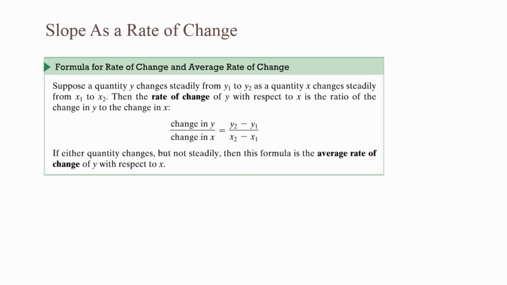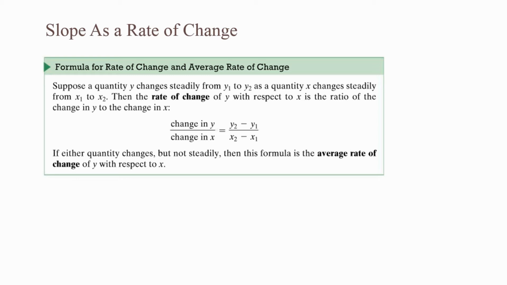Formula for rate of change and average rate of change. Suppose a quantity y changes steadily from y1 to y2 as a quantity x changes steadily from x1 to x2. Then the rate of change of y with respect to x is the ratio of the change in y to the change in x, which results in the change in y divided by the change in x equals y2 minus y1 divided by x2 minus x1.